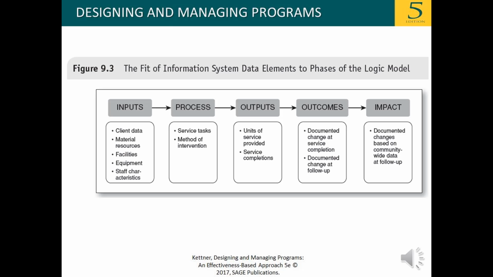So again, we notice the fit of information system data elements to phases of the logic model in figure 9.3. The inputs, we have our client data, material resources, facilities, equipment, staff characteristics. Process, we have the service tasks and the method of intervention. Outputs, we have the units of service provided and service completions. Outcomes, the documented change at service completion and the documented change at follow-up. And then finally with impact, the documented changes based on community-wide data at follow-up.